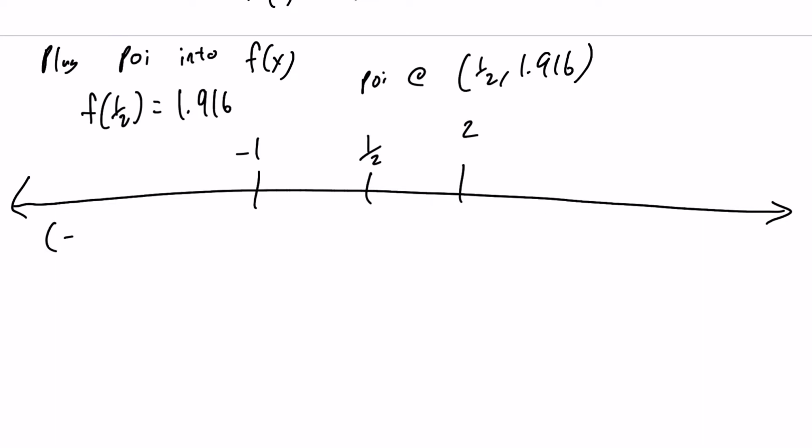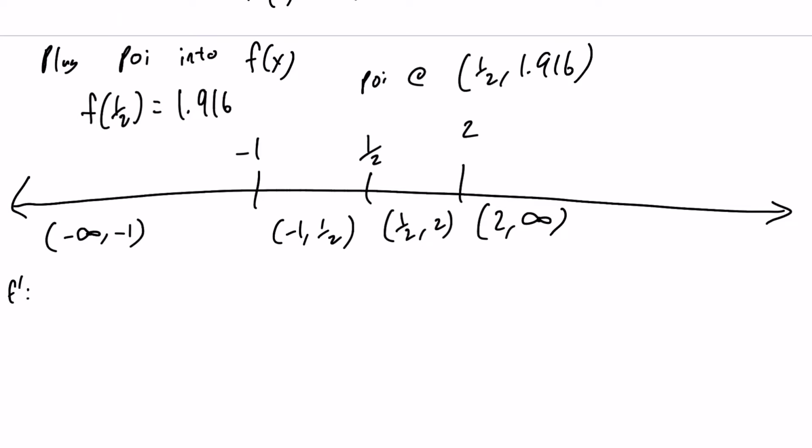So this means we have an interval from minus infinity to minus 1. We have an interval from minus 1 to 1/2. We have an interval from 1/2 to 2. And we have an interval from 2 to infinity. We're going to take a look at f prime and f double prime on everything.